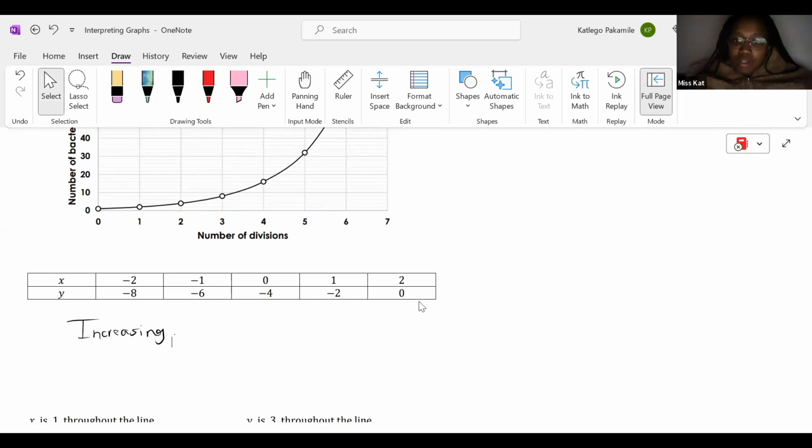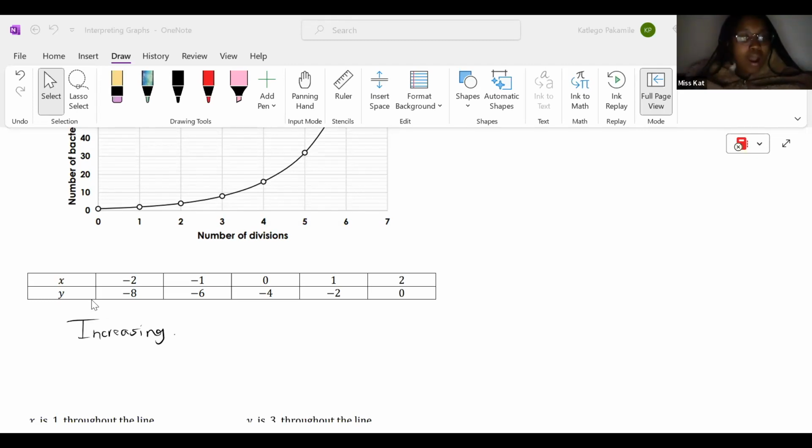Because it's moving from negative to positive. Okay, I think what you meant is they're both going up, which would be correct. You look at your x variables, it's -2, -1, 0, 1, 2. They're going up, as you said, going from negative to positive, right?